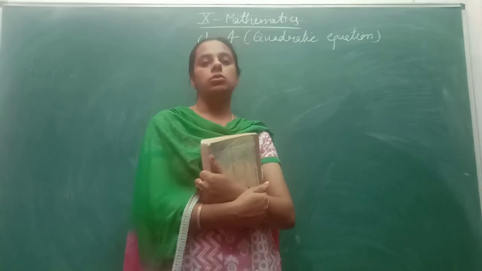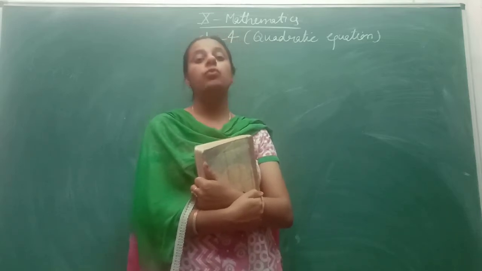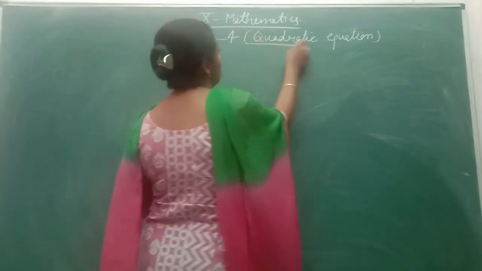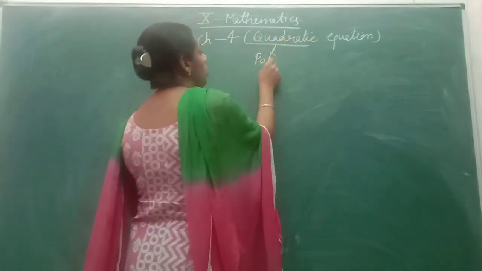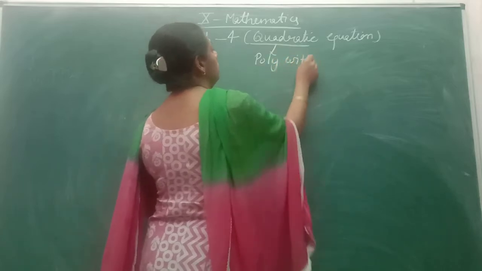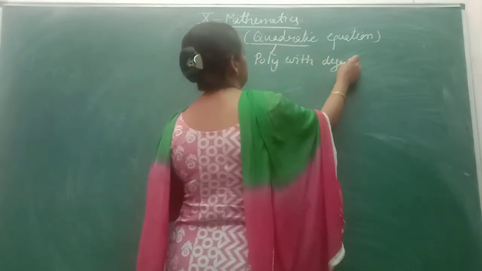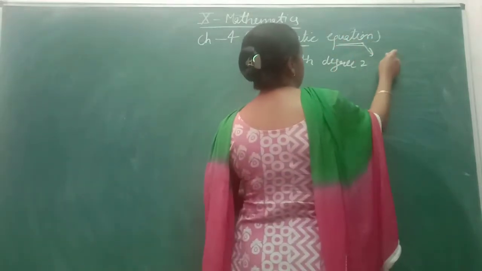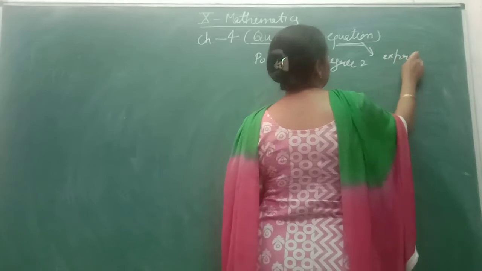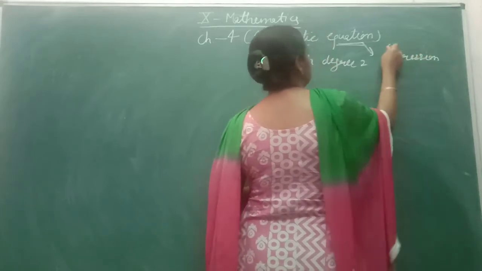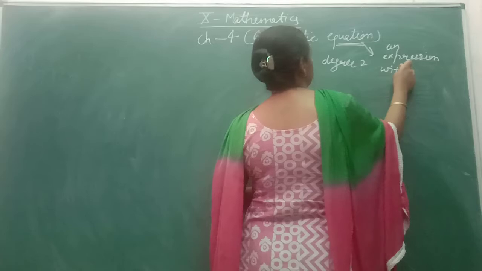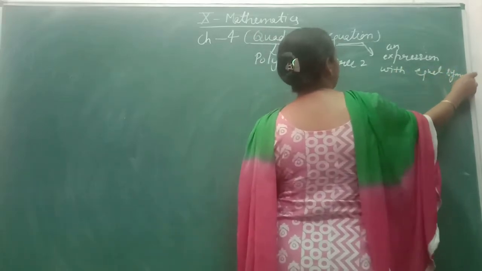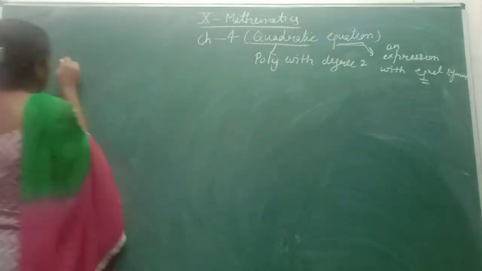Today we are just going to start our chapter number 4, that is of quadratic equation. What is the quadratic equation? Quadratic means a polynomial with degree 2. And equation means an expression with an equal symbol. Okay. What is their general representation?